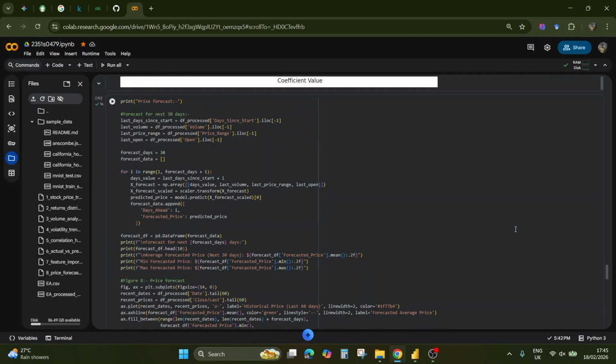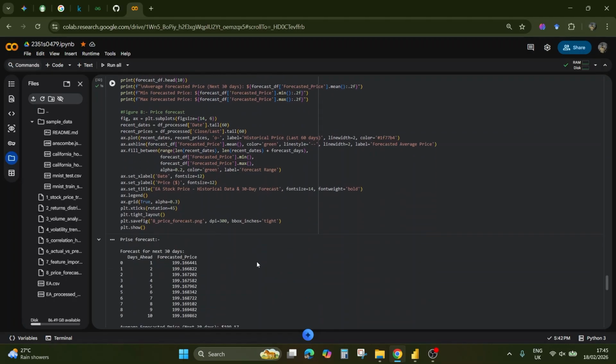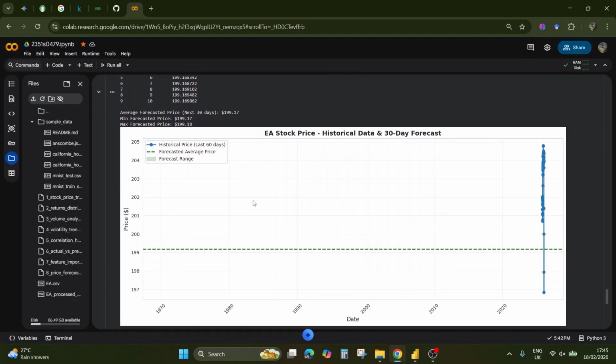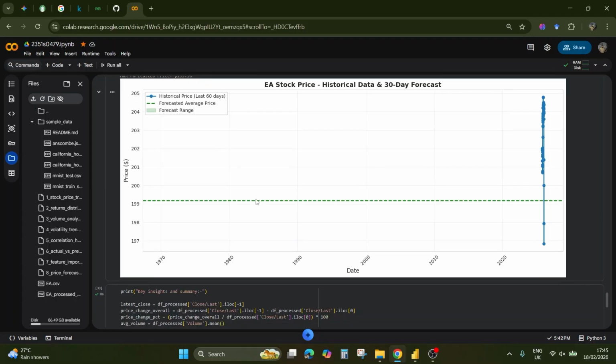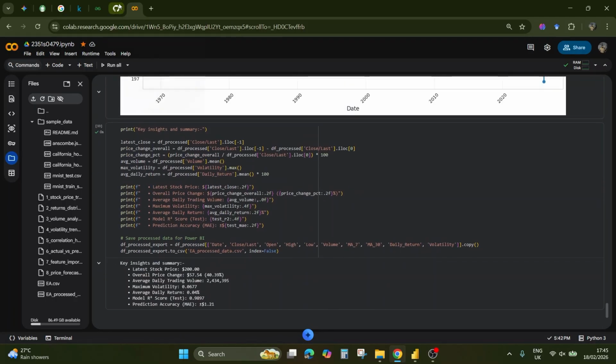The model forecasts EA stock prices for the next 30 days with an average predicted price of $199.17. The forecast provides a baseline expectation that changes with new data. Here it is, the forecast table. So this is how it works. Let's move on to the Power BI dashboard that I created.